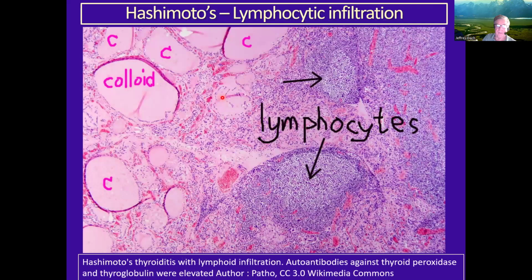In Hashimoto's thyroiditis, we see on the left a normal section of thyroid with normal follicles containing colloid. On the right, we see lymphocytic infiltration, typical for Hashimoto's thyroiditis, with immune cells infiltrating, indicating autoimmune attack on the thyroid.